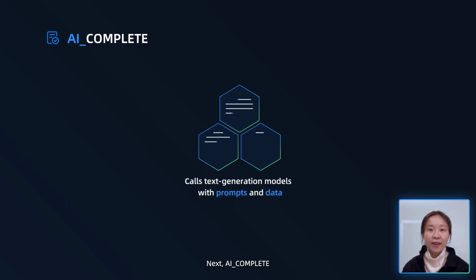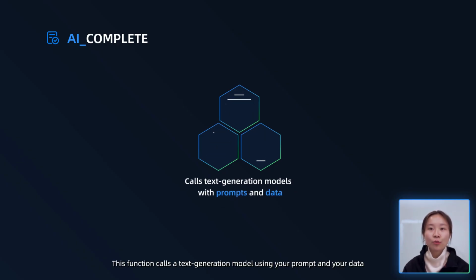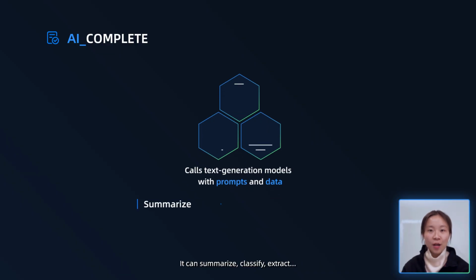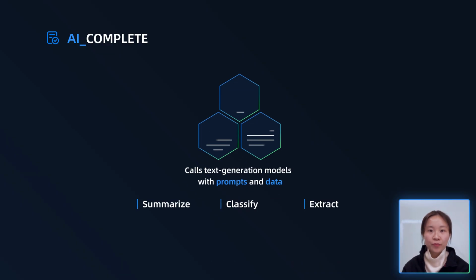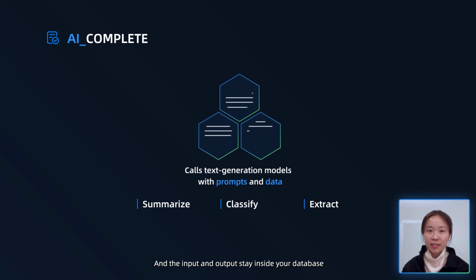Next one, we have AI_COMPLETE. This function calls a text generation model using your prompt and your data. It can summarize, classify, extract, whatever your model is capable of. You don't need extra scripts or any ETL pipeline, and the input and output stay inside your database.